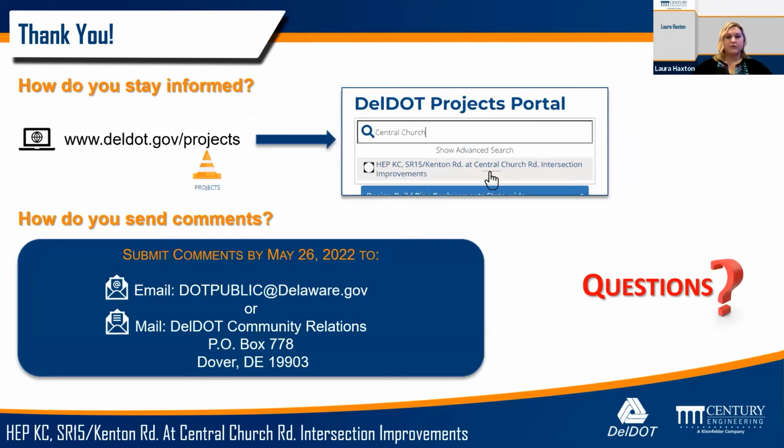If you want to stay informed about this project or see any of the displays that you've seen today, visit the project website at deldot.gov/projects, or you can click the orange project cone icon. Then just search Central Church and you will find the project. You can click there and you'll find all sorts of information. We encourage everybody to go and take a look. There will be a survey also located online that we would like people to fill out to help give comments and suggestions. You can also email or mail comments to the addresses shown on the screen.